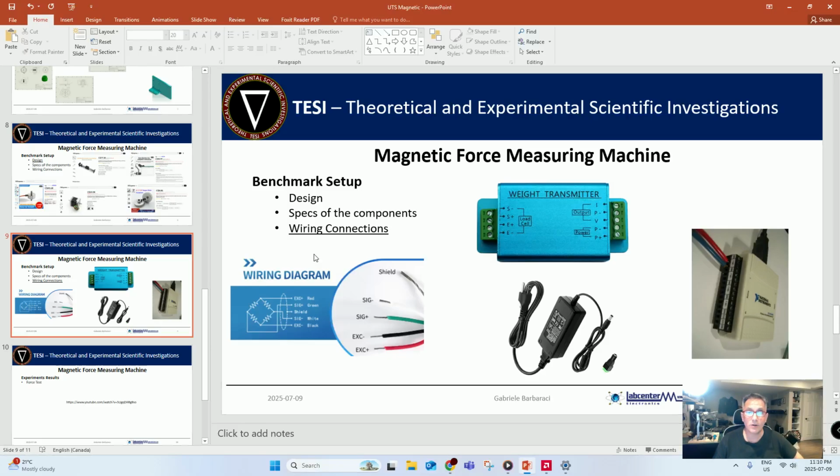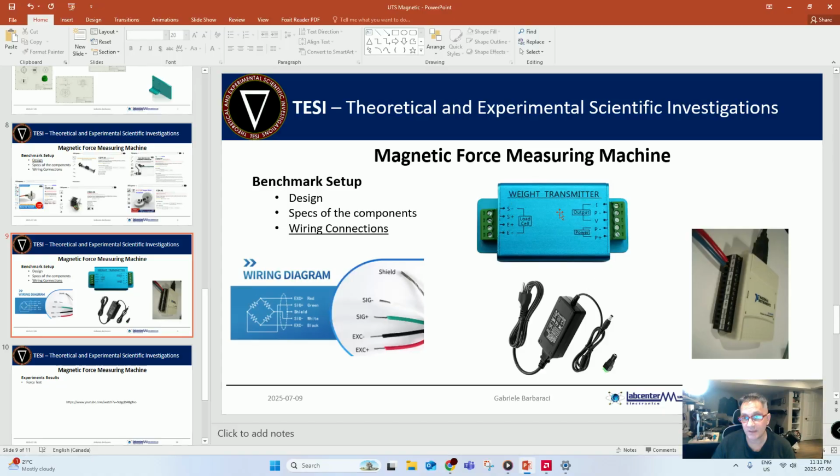For what concerns the wiring connections, we have a load cell with 5 cables. One cable is the shielding to prevent the external magnetic field that can create perturbation in the power supply and also, and above all, in the signal coming out from the load cell. So once this signal is injected here through this weight transmitter, the output is connected to the DAC system. Specifically, excitation plus goes in E plus, excitation minus goes in E minus, signal plus goes in S plus, signal minus goes in S minus.